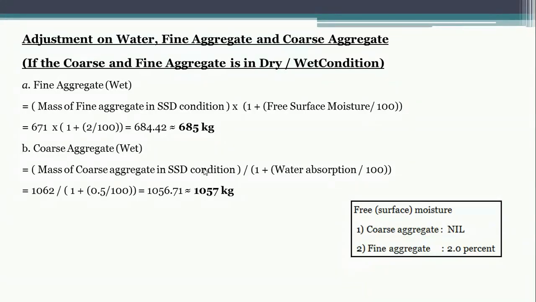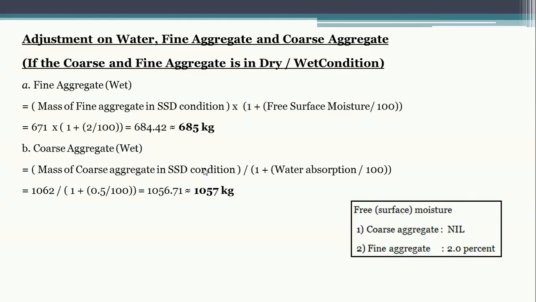Now I have taken a screenshot there. You can see in the picture, for free surface moisture, coarse aggregate is nil, fine aggregate is 2%. That means coarse aggregate nil means it is in dry condition, fine aggregate 2% means it is in wet condition. So the formula slightly changes for both. Okay, now fine aggregate is in wet condition.